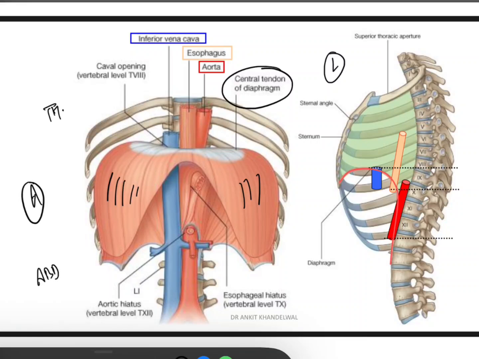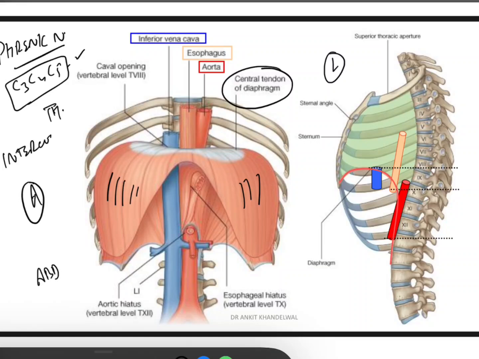This group of muscles overlaps the liver, the stomach, the spleen and the kidney from below. It's shaped like an umbrella. Its development starts from the neck, and due to this it is supplied by the phrenic nerve, whose root value is C3, C4, C5. As development comes from the neck, its motor supply is from the phrenic nerve. The sensory supply is from the phrenic as well as the intercostal nerves. So remember, intercostal nerves supply the sensory part and the phrenic nerve is mainly motor.